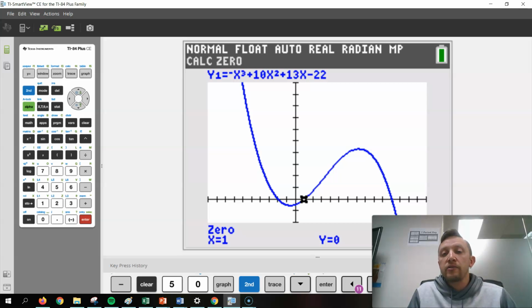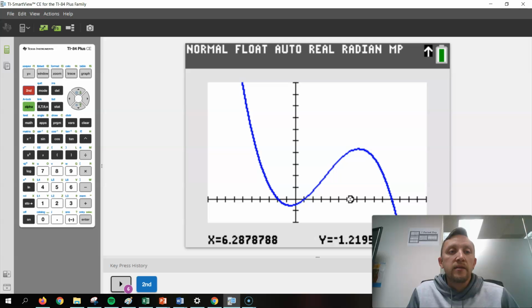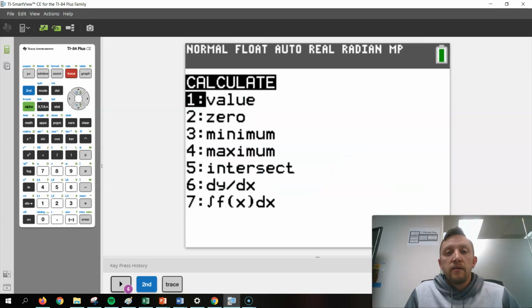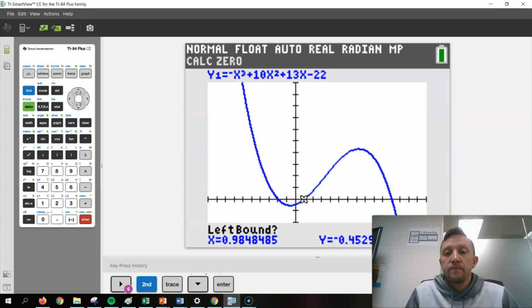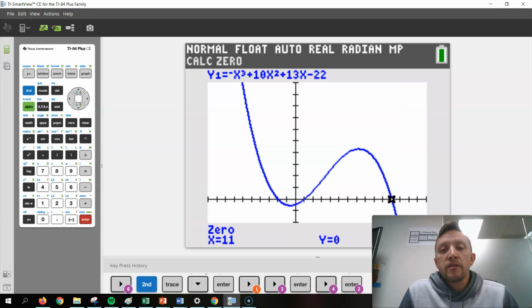Okay, so let's go further. Let's figure out what the other x-intercept would be, or we could just assume it's going to be 1, 2, 3, 4, 5, 6, 7, 8, 9, 10, 11. Could it be 11? I don't know. So we're going to do the same thing: go to second and then calculate, find the zeros. Let's arrow that over. Okay, that's good there. So we're to the left of my x-intercept, go to the right of our x-intercept, hit enter again, hit enter a third time, and sure enough, x is 11.